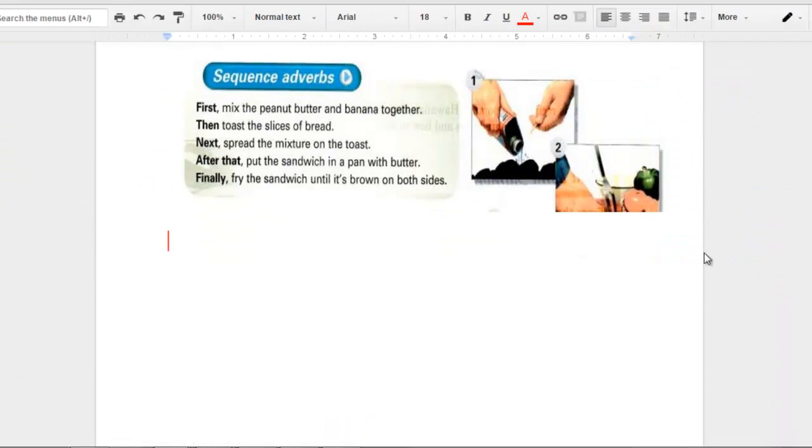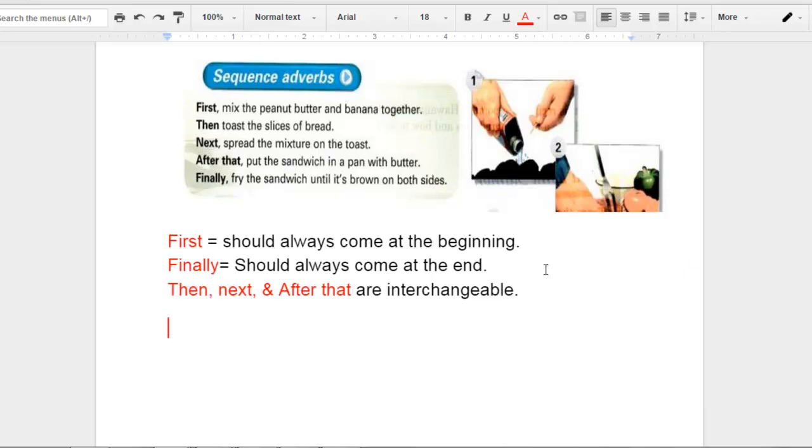And what I would like to point out when talking about this topic is that first should always come at the beginning whenever we want to explain some sort of process or we want to give some sort of recipe. Finally should always come at the very end, so that should be your concluding step. Then, next and after that are interchangeable. This means that you can start with first mix the peanut butter and banana together. Next, toast the slices of bread. After that, so they could be interchangeable. There's no rule that says that then needs to come after first. You can use those three interchangeably.